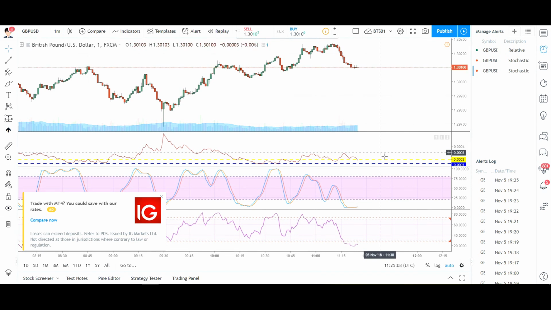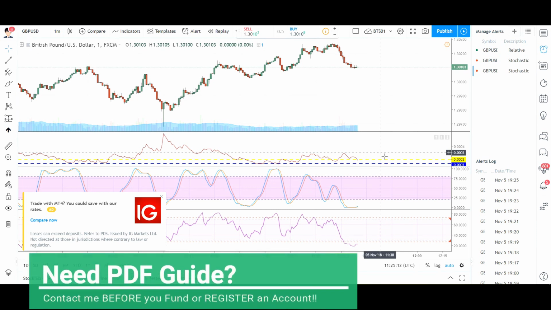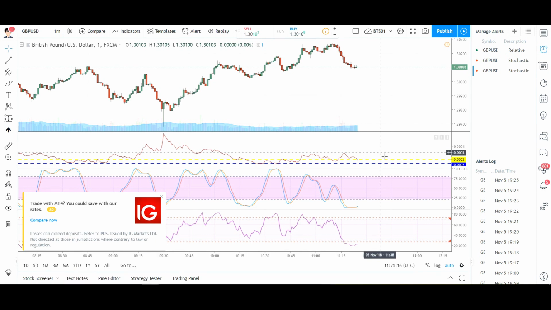All right, so whenever you see the stochastic RSI parallel like this for too long, for maybe 3-4 minutes, maybe you guys should just stop trading for an hour or two, or just come back in the next session. You guys probably get better market movement.